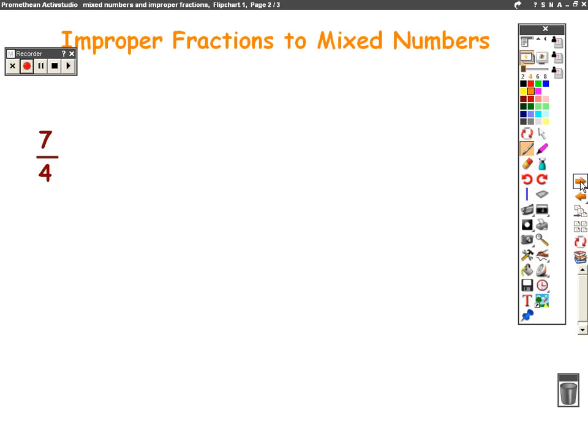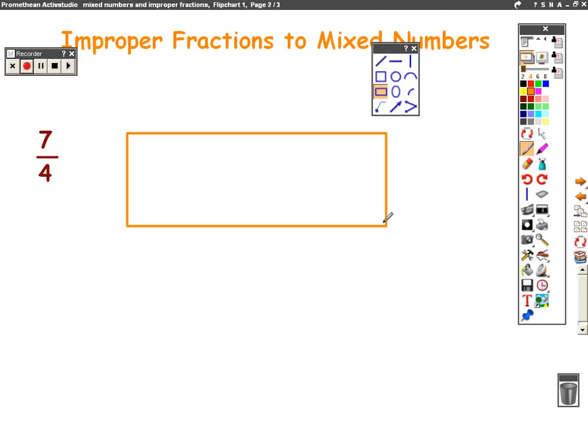Next, changing an improper fraction to a mixed number. Again, the most important thing is to look at your denominator, because that's going to tell you what to break your fraction bars into. So I'm going to draw my fraction bar, and I'm going to split it into 4 equal parts, because that's what my denominator tells me to break it into. 1, 2, 3 lines make 4 equal parts.